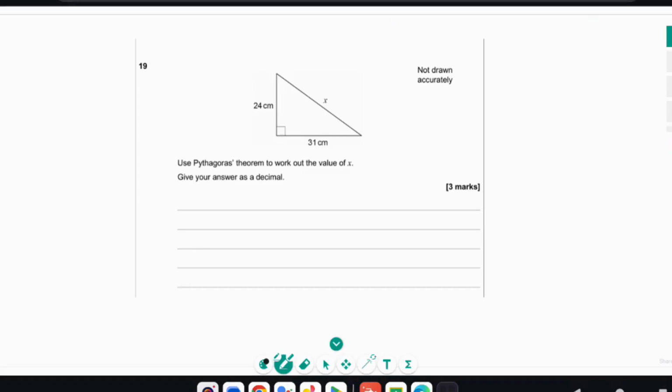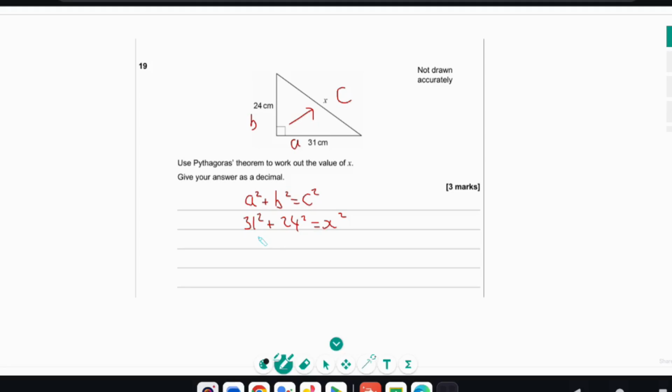Use Pythagoras' theorem to work out the value of x. Give your answer as a decimal. So Pythagoras' theorem is a squared plus b squared equals c squared. A and B do not matter. C has to be the hypotenuse, opposite your right angle. So 31 squared plus 24 squared is equal to x squared.